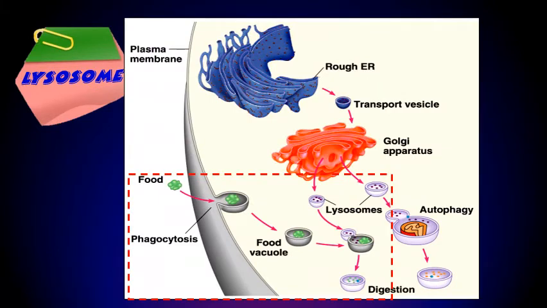Next organelle is lysosome. Lysosomes are spherical in shape. They are single membrane-bounded sacs. They originate either from Golgi apparatus or directly from endoplasmic reticulum, and they contain hydrolytic enzymes. Two main functions of lysosomes are they are involved in intracellular digestion of macromolecules by phagocytosis. And the second function is they are involved in autophagy, which is the digestion process of worn-out organelles in the cells.